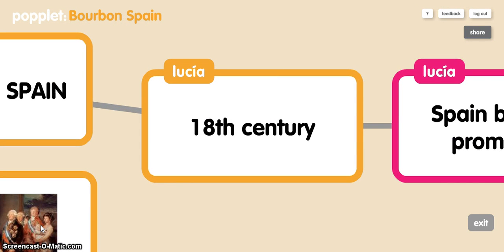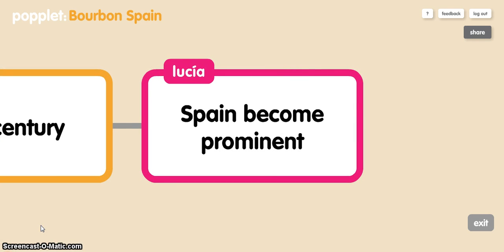Science and culture in the 18th century. In the 18th century, Spanish science and culture became very prominent. Academies such as the Royal Academy of the Language were founded. Daily newspapers appeared, and many museums and botanical gardens were created.